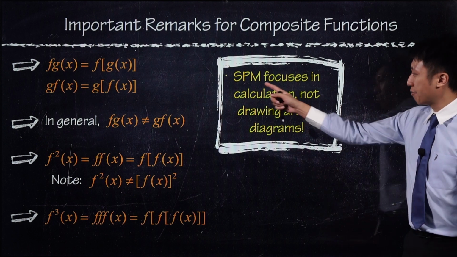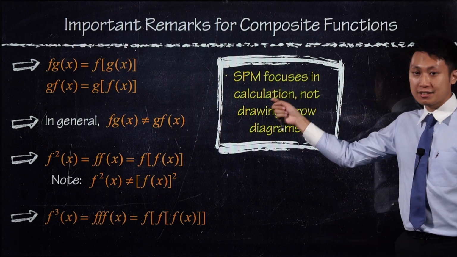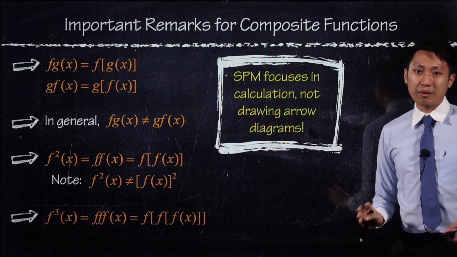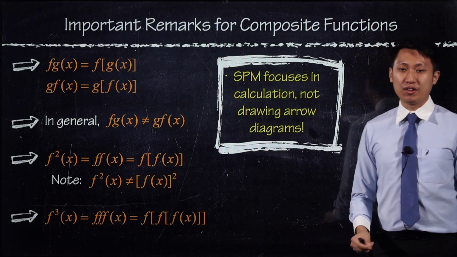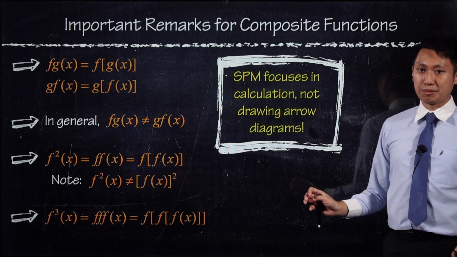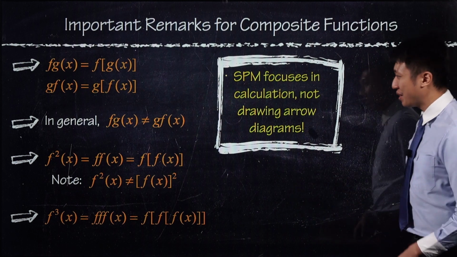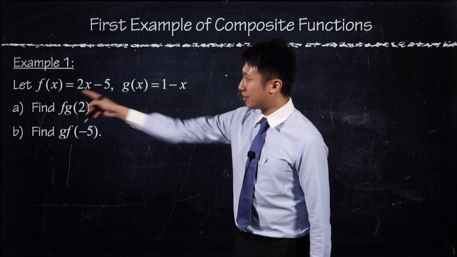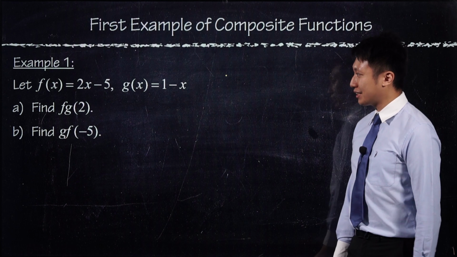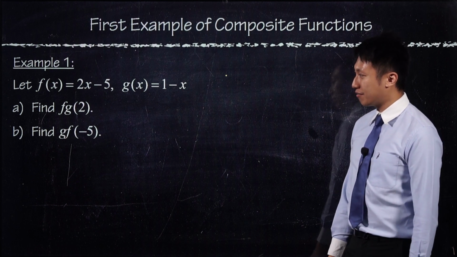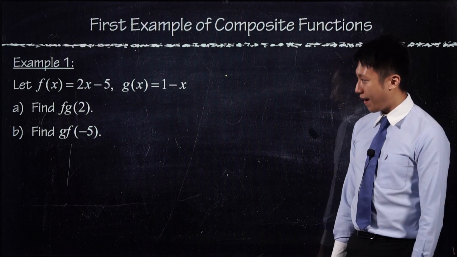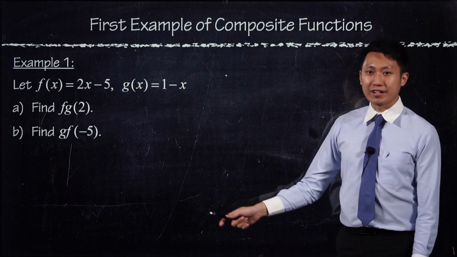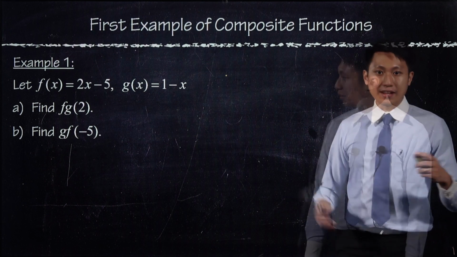I tell you, SPM will focus on the calculation, not the sketching of the 3 graphs just now. That one will look a bit complicated, but if you do it algebraically, it will be very simple. Now you have fx equal to 2x minus 5, gx equal to 1 minus x. So find fg2 and gf negative 5. If you can do it now without me showing you, then you should.